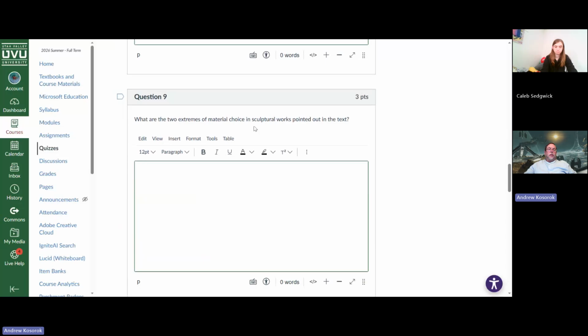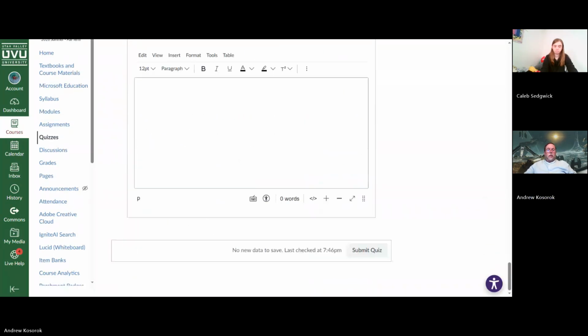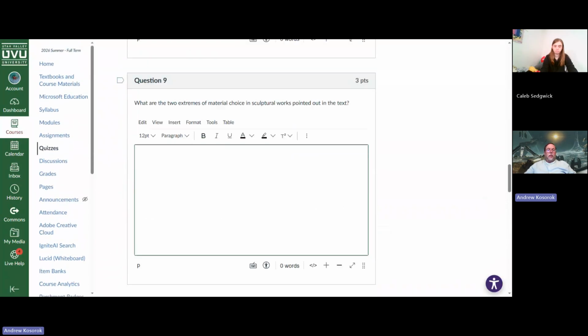And the two extremes of material choice is another one of the most common ones. And we are not talking about what the material is, but what the extremes of material choice are. So we're talking about the choice, not the material. And the choice, as the textbook talks about it, is pointed out in the text. So you're not going to find this answer with AI and Google searching. The extremes are making something... Let's see if I can find... Oh, there's not an example in here.